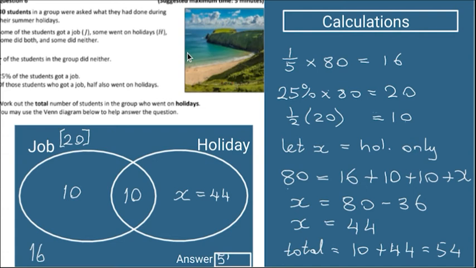So let's do a quick recap. Work out the outside part, 16. We have to get a total for the jobs. Split that in two, as half of them also went on holidays. Then we have to solve for the unknown in here. So we're going to put in the letter x to solve. And we can do a balance then with the 80. Work out for holiday only and plus your 10 back in to get the total.